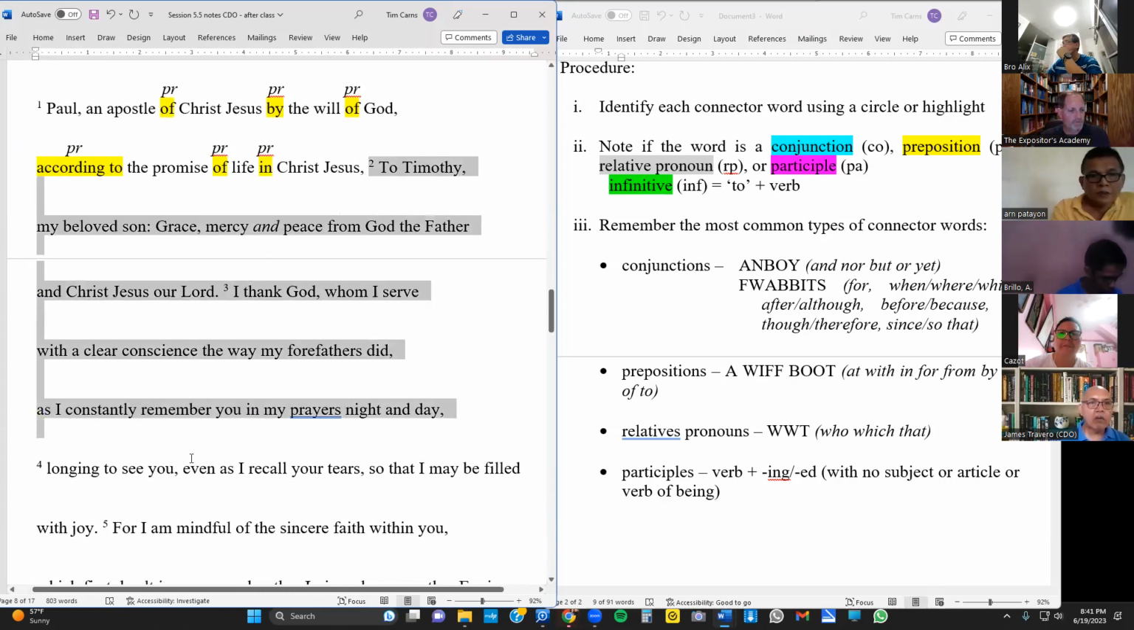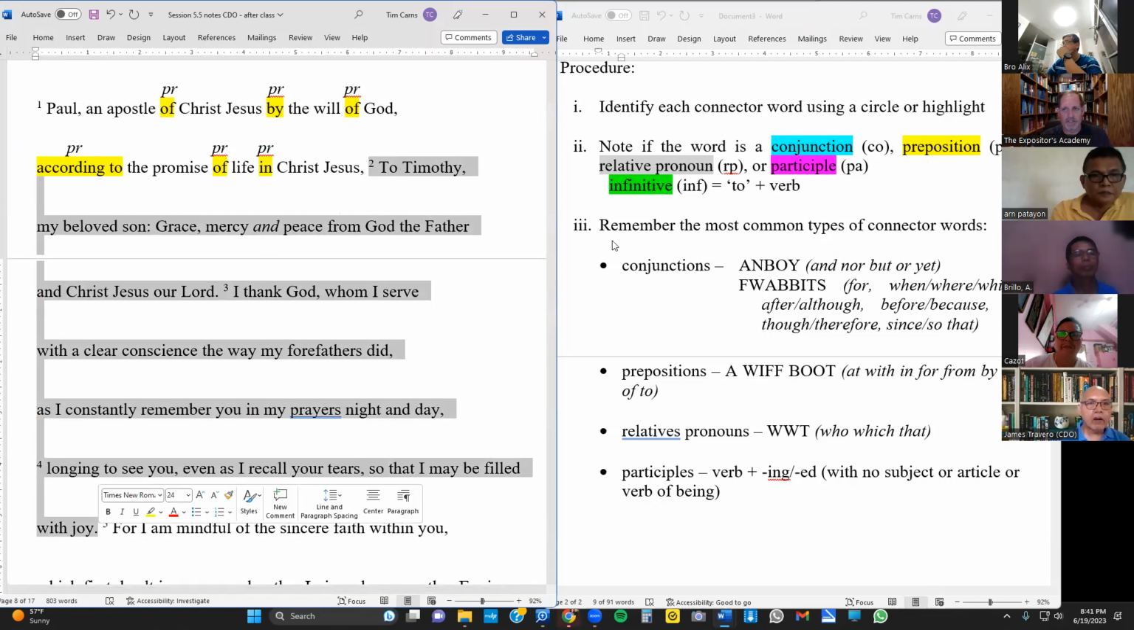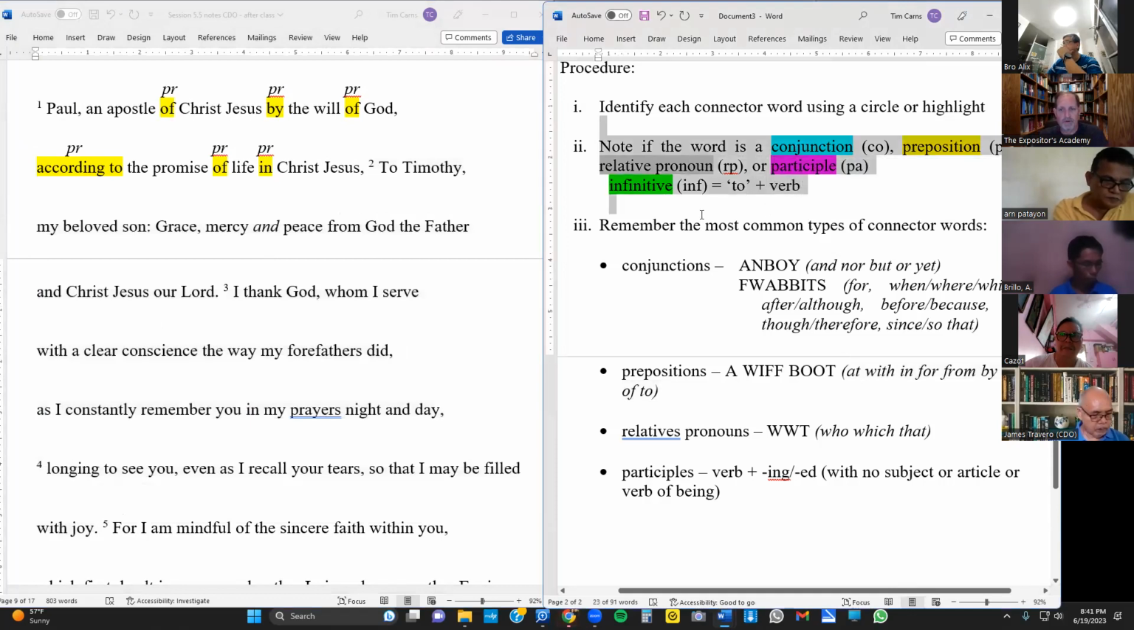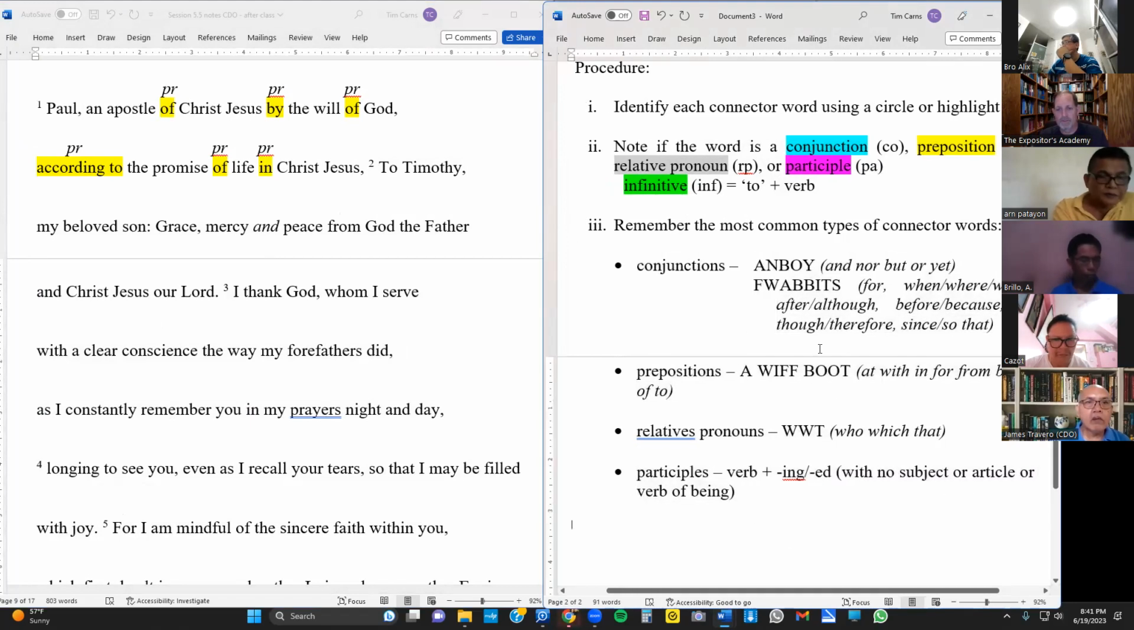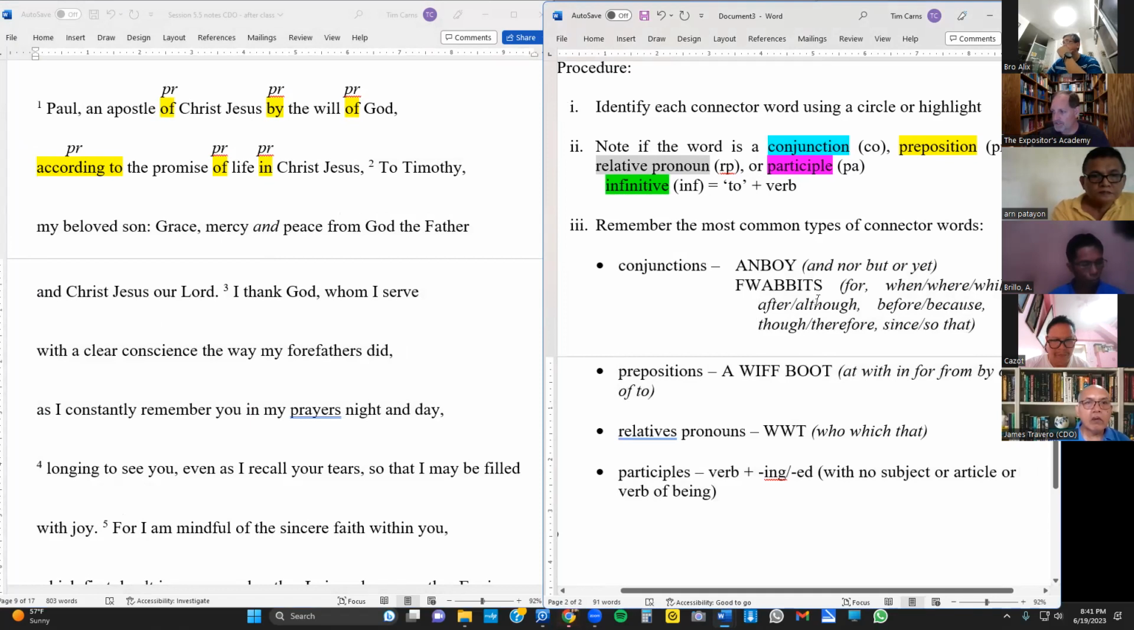Okay. So 2 through 4, find all the connector words. And as I said, use the notation scheme I show you over here. And then, yeah, if you can remember the most common ones, that'll help you with this assignment. Okay. Any questions? Okay. Why don't you guys work on this, verses 2 to 4, and then we'll come back together, go through it. And then if we finish those, we'll keep going until our time's up this morning. All right.